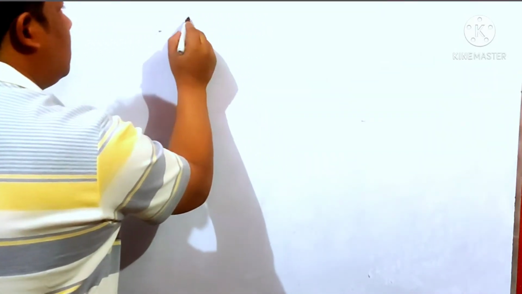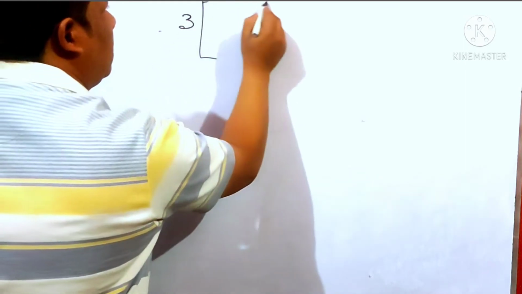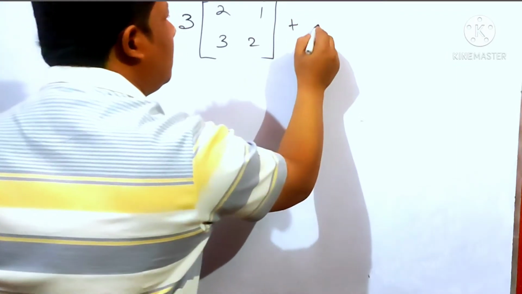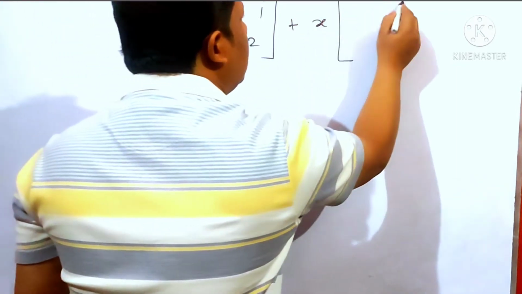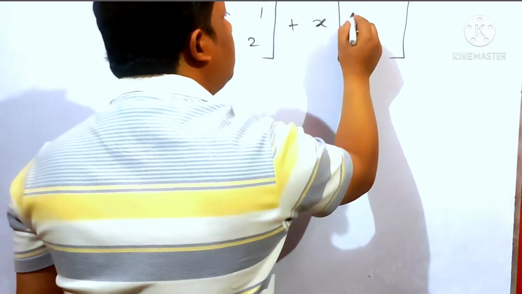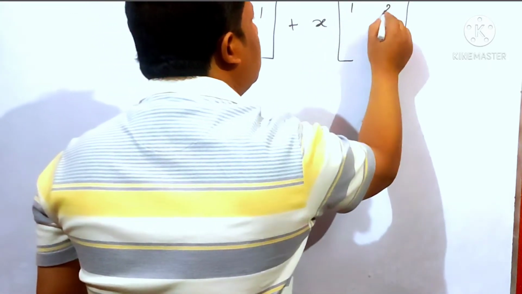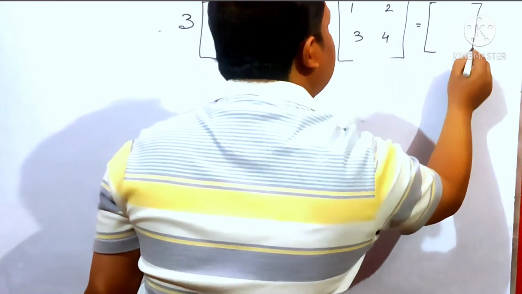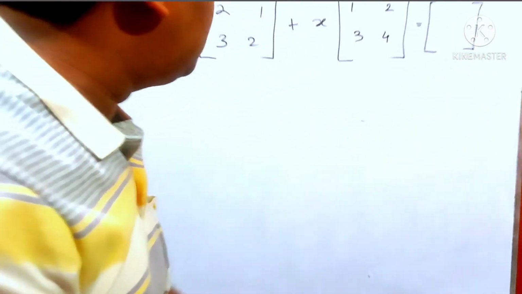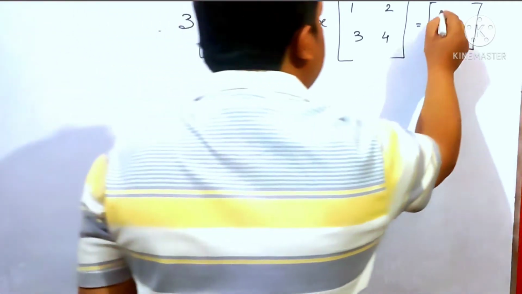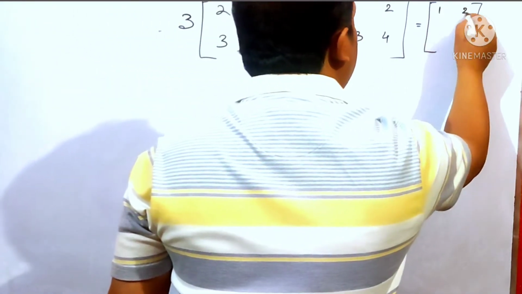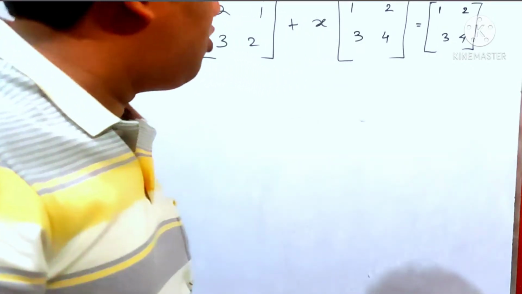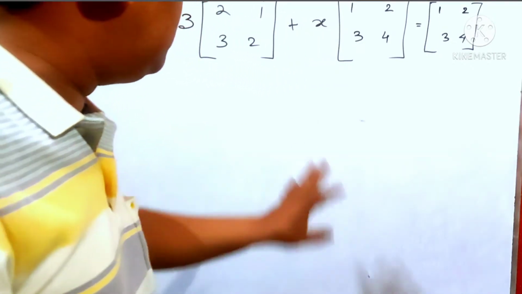Suppose 3 and another matrix 2 1 3 2 plus x. It is another matrix is given by 1 2 3 4, and it is given like this. So in such cases, my dear students, suppose it is given that 1 2 3 4, and according to the question you have to find x. Just you have to find what?